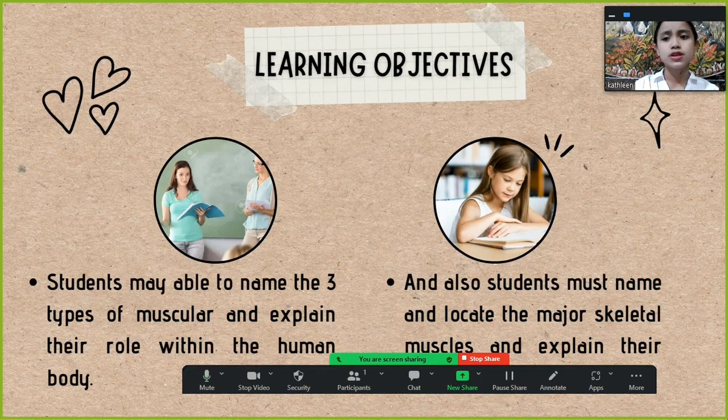Learning objectives. Students must be able to name the three types of muscle and explain their role within the human body. And also, students must name and locate their major skeletal muscles and explain their role.